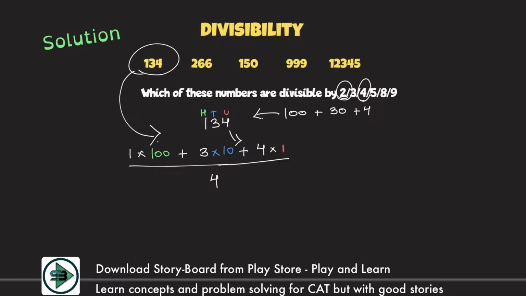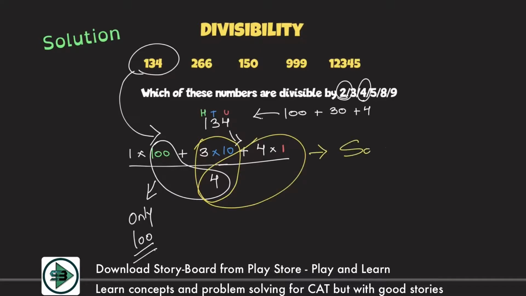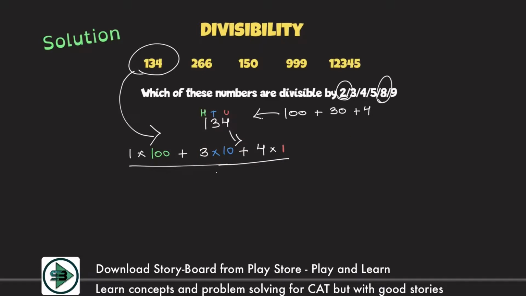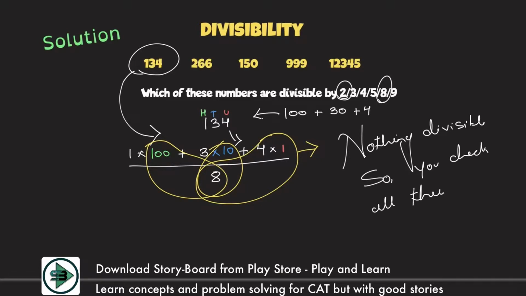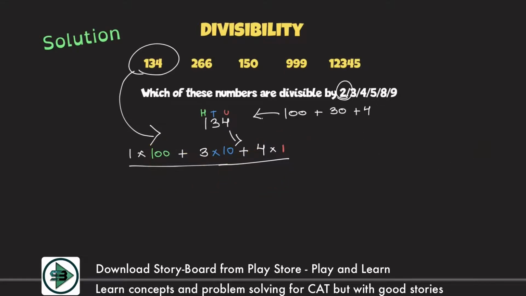For 4, if you can check, only 100 is divisible by 4. Not your 10, not your 1. So I have to check the last two digits, the unit and the tens part. If they are divisible by 4, then I say if the last two digits are divisible by 4, then the number is divisible by 4. For 8, if you can check, neither the 100 nor the 10 and obviously not the 1 is divisible by 8. So I have to check all three parts, unit, tens and hundreds, the last three digits, to check if the number is divisible by 8.